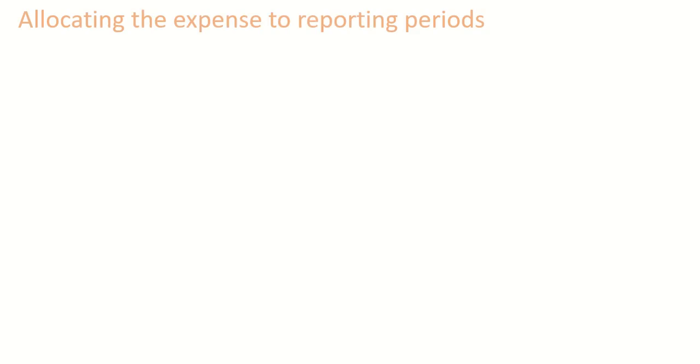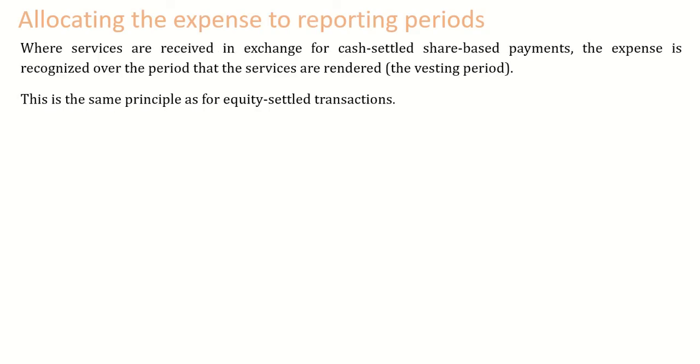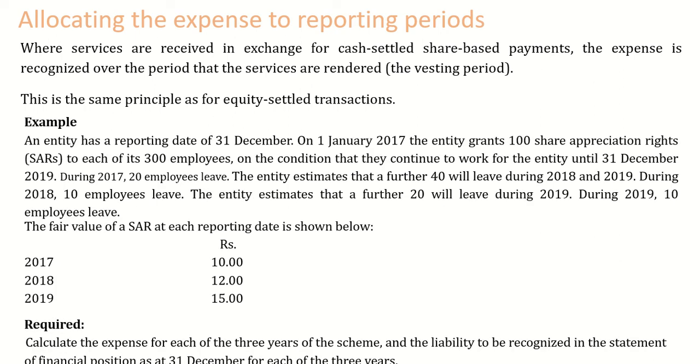Now the next thing is allocating the expense to the reporting period. It looks the same as in the equity settled share based payment. Where the services are received in exchange for a cash settled share based payment, the expense is recognized over the period that the services are rendered, that is again the vesting period. This is the same principle as the equity settled share based transactions, right?